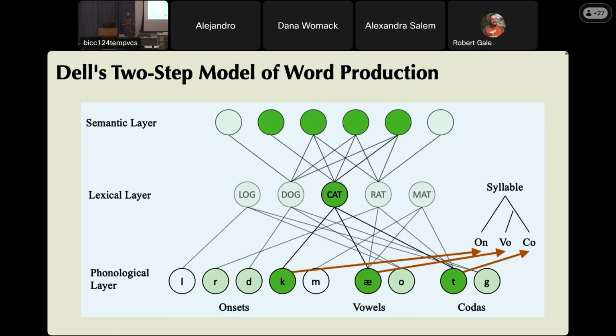It can go the other way around. You could try to retrieve, have dog be the word, the semantic concept, and the word cat gets activated, right? And then there's also some back and forth stuff. So this was really interesting psycholinguistically as a sidebar.